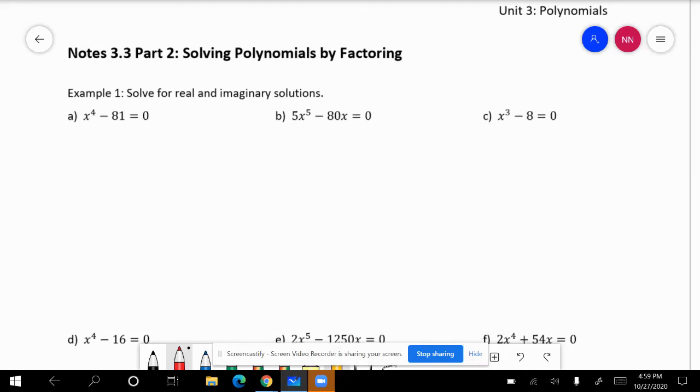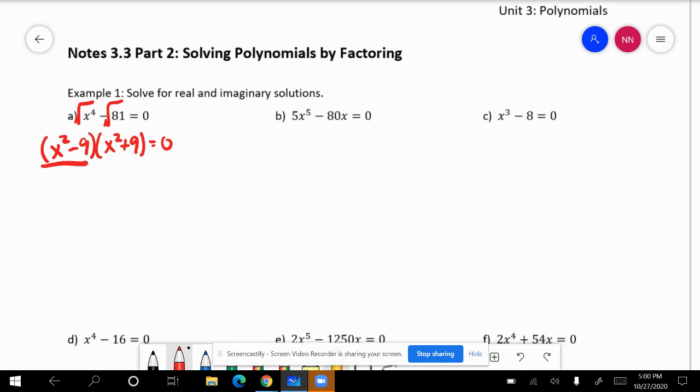Now we're going to be solving by factoring. There's a few different factoring methods that we're going to be looking at. For this first one right here, we're going to use one similar to the difference of squares. Whenever we have an even exponent, we can find the square root of each one if there's two terms. And that gives us x squared minus 9 and x squared plus 9. And both of these are equal to 0.